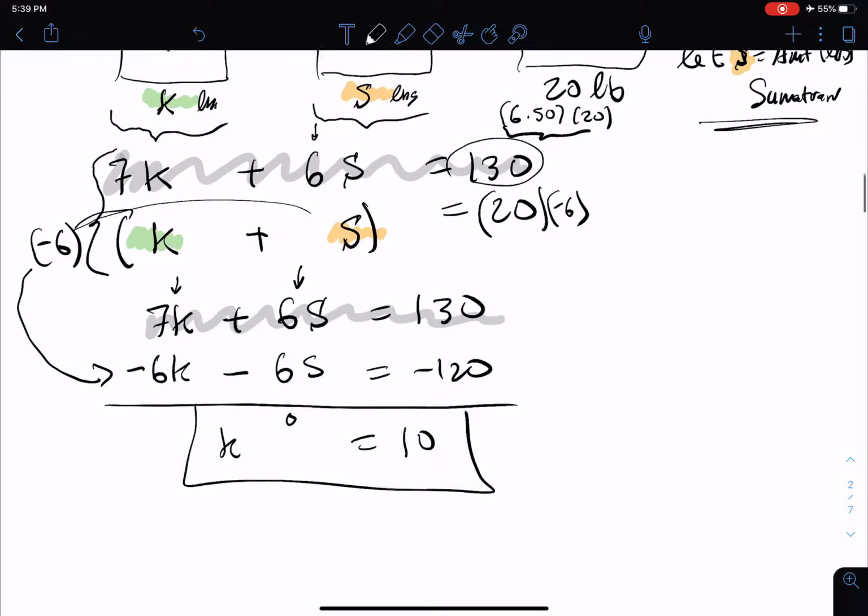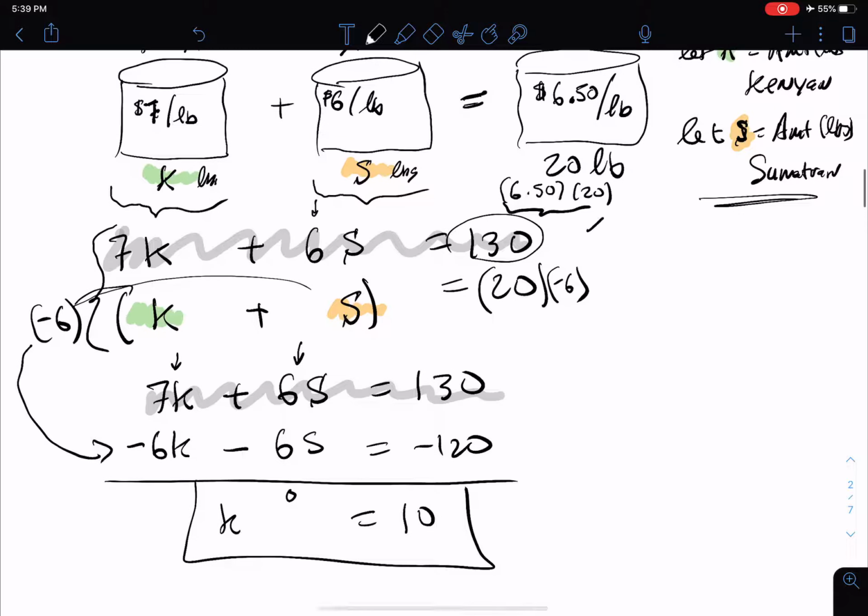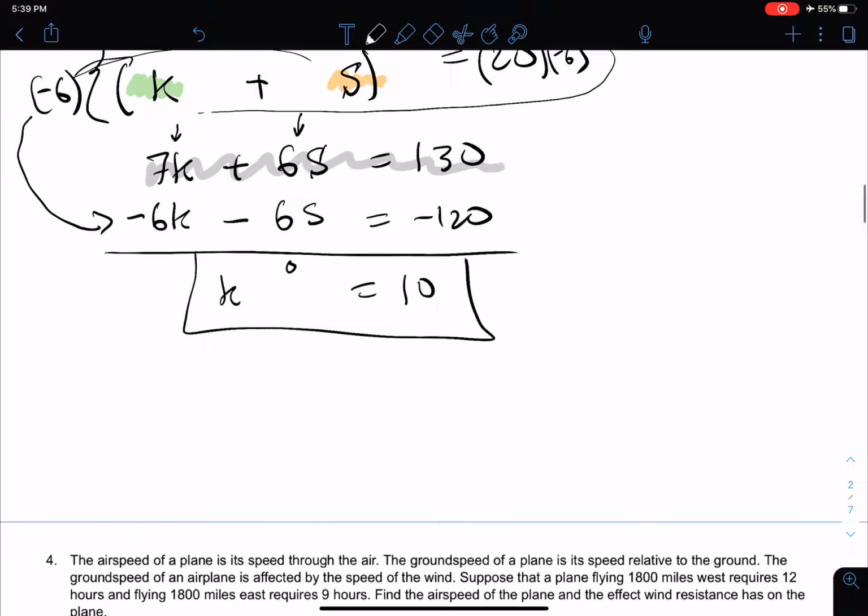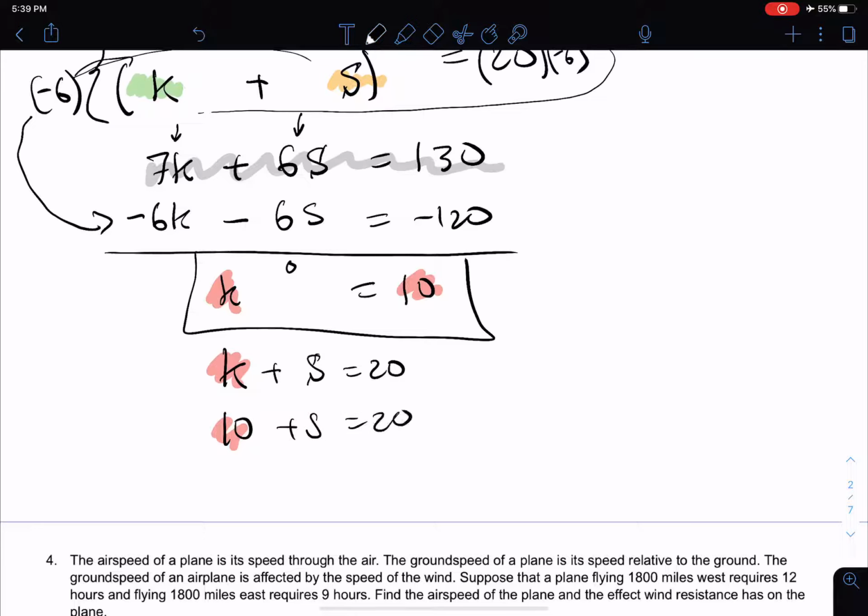And of course you can always just go back to either one of these original equations, and of course the easiest one is this one right here, before I multiplied it by negative 6. So I'm going to take that easy equation that just says the pounds of Kenyan coffee plus the pounds of the Sumatra coffee better equal 20. And so therefore, if k equals 10, then I can replace that k with 10. Of course, you know what to do now. Subtract 10 on both sides, which just gives me s equals 10. So what do we just figure out? I guess I should put a box around that because the box is my answer.